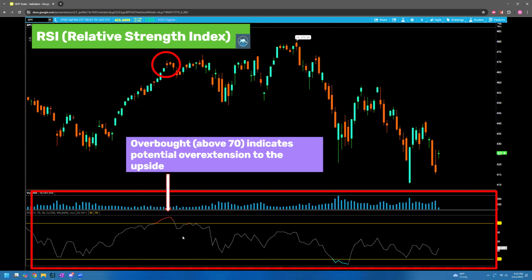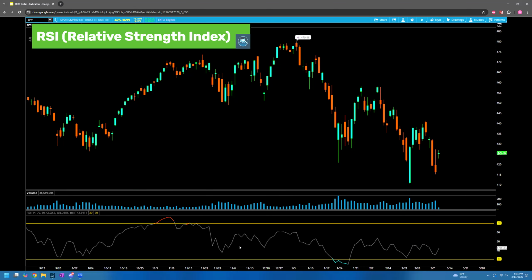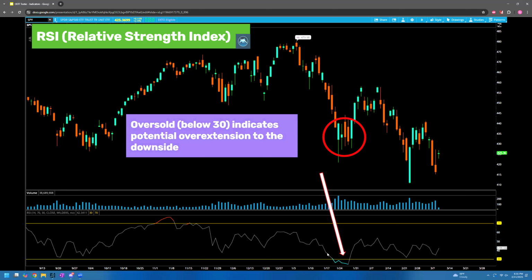Now, one of the most common misconceptions that I want to really highlight is that a move above 70 means you need to sell, and a move below 30, which is going to be the oversold condition, means buy. Something that's overbought can stay overbought, and something that's oversold can stay oversold. So just because something is overbought or oversold on the RSI does not mean that you should just go and start buying or selling stuff. That is typically not going to be a good idea.